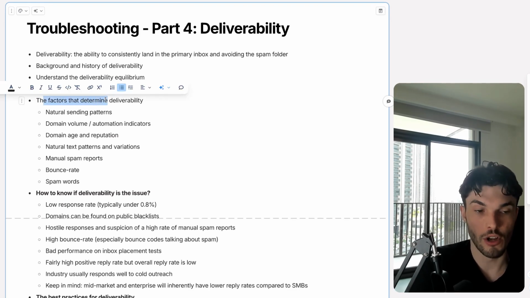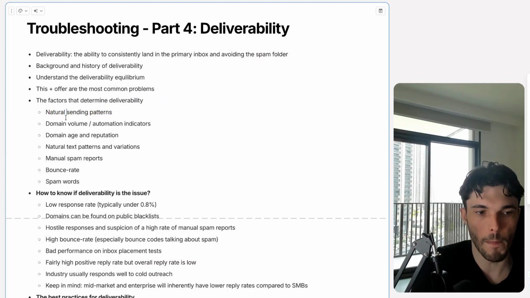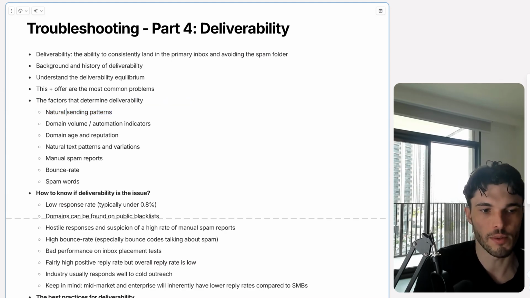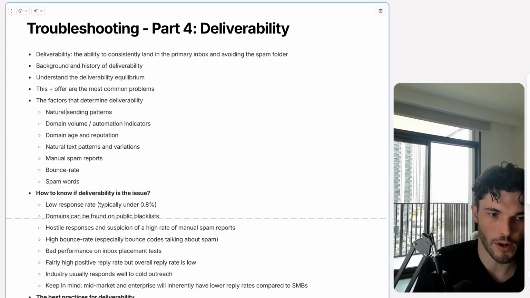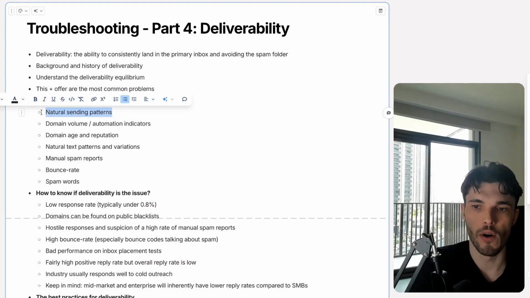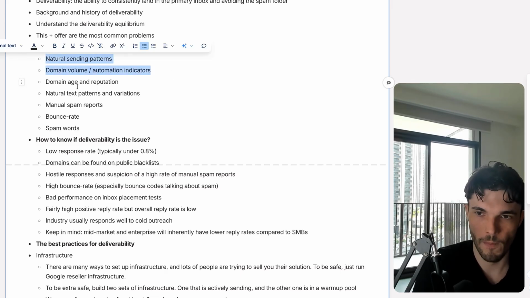So, what are the factors determining your email deliverability? Well, one of them is, are your sending patterns natural? Are you sending in a very robotic pattern, and are you sending very high volumes of emails, which obviously, from the point of view of the ESPs, is going to look very suspicious. So basically that's one thing. Another thing is domain volume and automation indicators. Does it look like automation or does it actually look natural? These are similar and tie into each other.